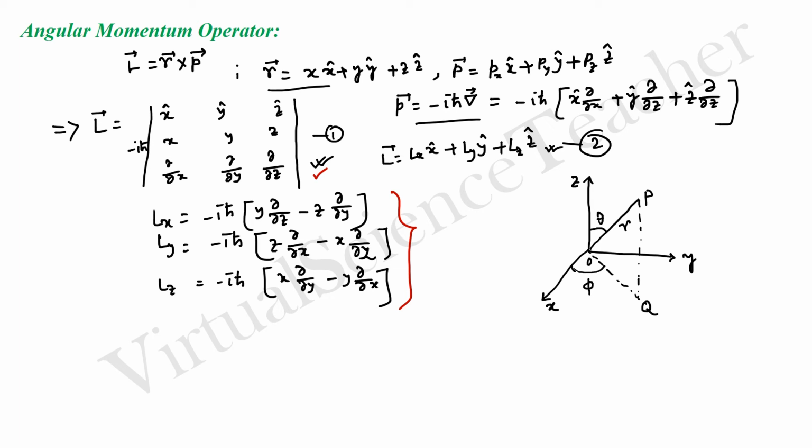So from this we can write that z equals r cos theta, x equals r sin theta cos phi, y equals r sin theta sin phi. These are the basic conversion relations from the Cartesian coordinate system to the polar coordinate system.